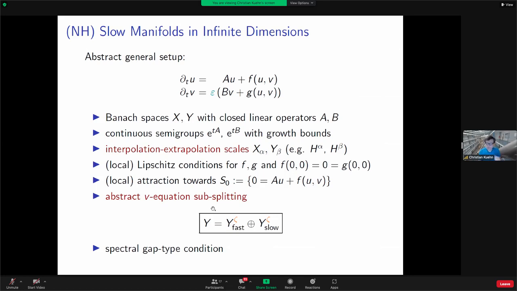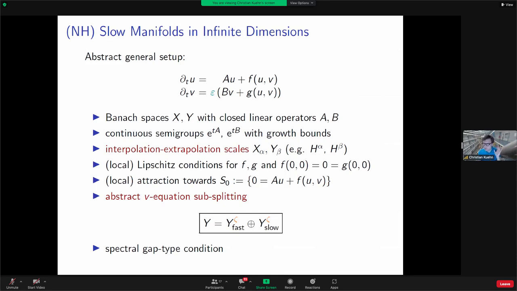And then we look at the attracting case, and we look at the subspace in a Banach space that's given by solving the first equation, basically, where the DTU is equal to 0. That's our critical manifold. And then we want an abstract V equation splitting that is motivated by zeta, to make sure that the potentially fast modes that we pick up from the B operator can be incorporated in the slow manifold calculation. And we use a spectral gap type assumption.